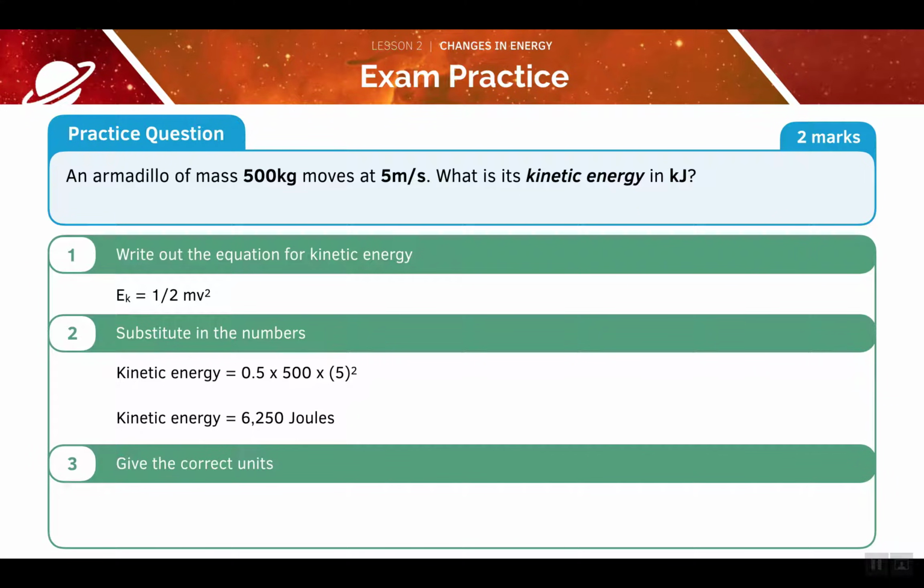Finally, we need to look at the units that are given in the question. Although ordinarily we would leave our kinetic energy in joules, this exam question has specifically asked us for the kinetic energy in kilojoules. This means we need to convert our 6,250 joules into kilojoules, which would be 6.25 kilojoules.